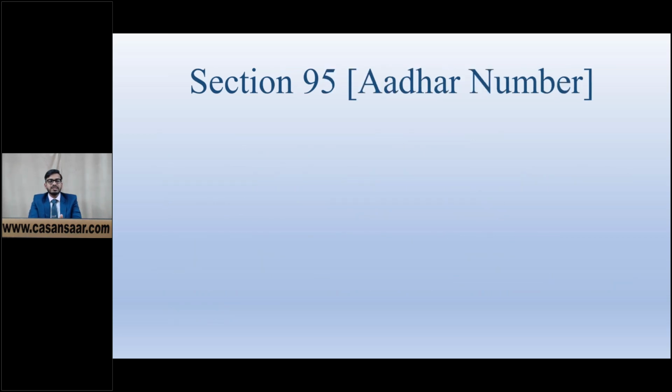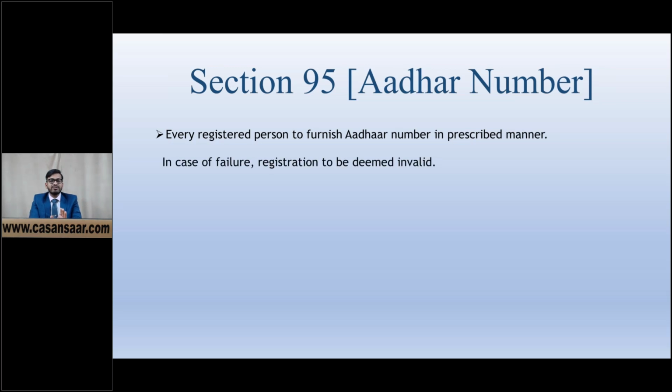Now, the next amendment is the requirement of Aadhar number. This amendment is basically on the lines of the change which the government did in the Income Tax Act also for allotment of PAN. As per this provision, every registered person, that is a person who is registered as on date under GST, has to furnish the Aadhar number in the prescribed manner. In case of failure, the registration of that person will be deemed invalid. However, no date has been prescribed as of now for this provision.